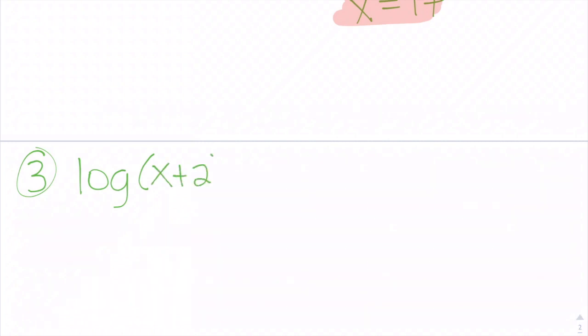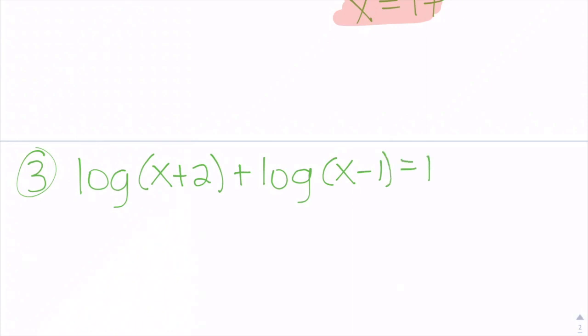Example 3. We have log of x plus 2 plus log of x minus 1 equals 1. And so if you notice here, we have 2 logarithmic terms and we need 1 logarithmic term. So we have 1 logarithmic term here and 1 logarithmic term here. So we need to condense this.